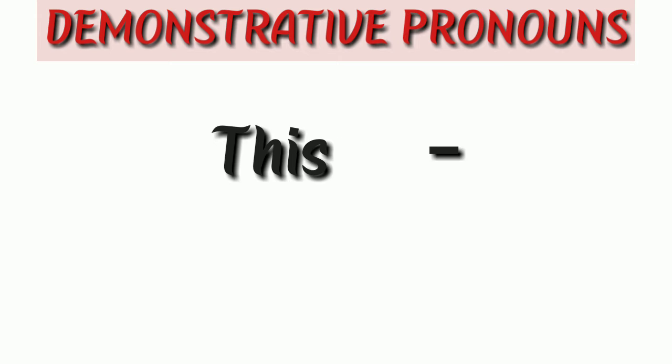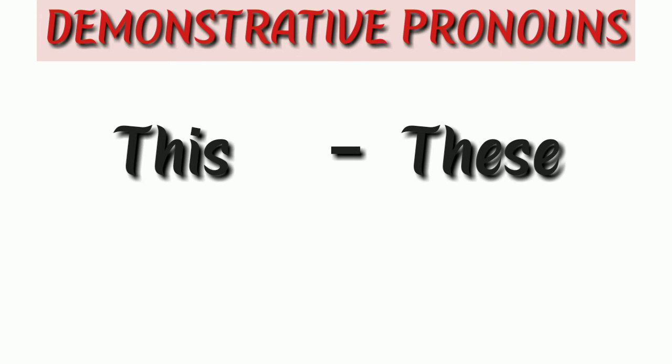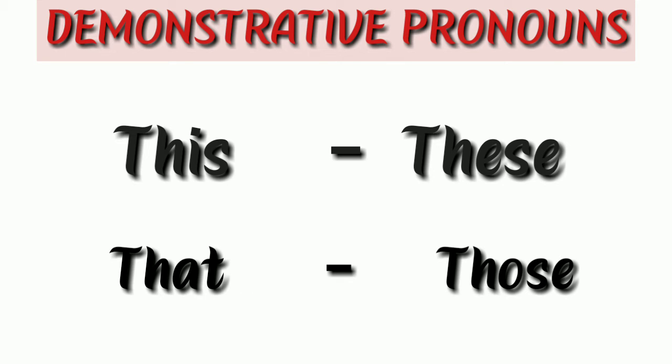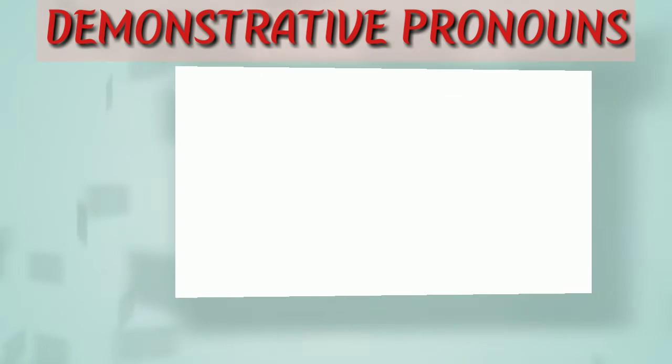Now the next one, demonstrative pronouns. Demonstrative pronouns are words that are used to point out people or things they stand for. For example, this, these, that and those. And this and that may be used sometimes to refer to all that was said earlier.